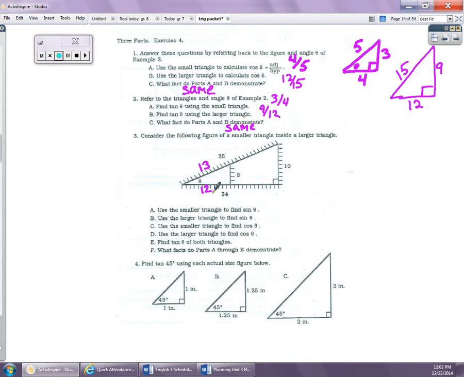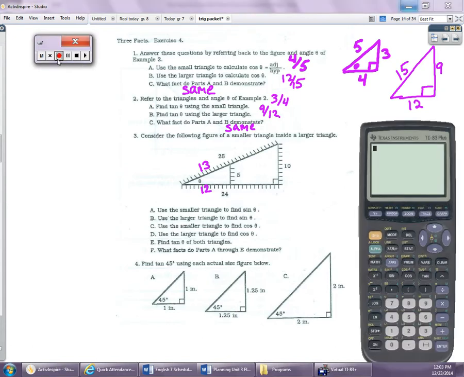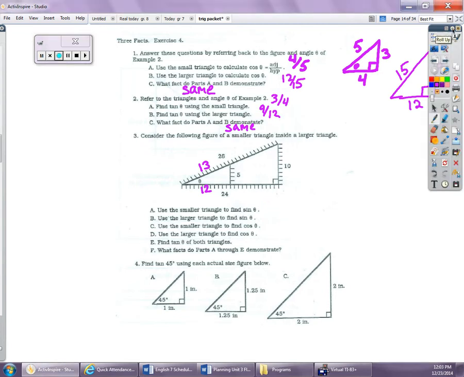What we can actually do to find these is get my graphing calculator, so give me 1 second. Okay, so I have my calculator back up. So we can actually find the sine here. Our sine is opposite over hypotenuse. So opposite over hypotenuse is going to be 5 over 13.